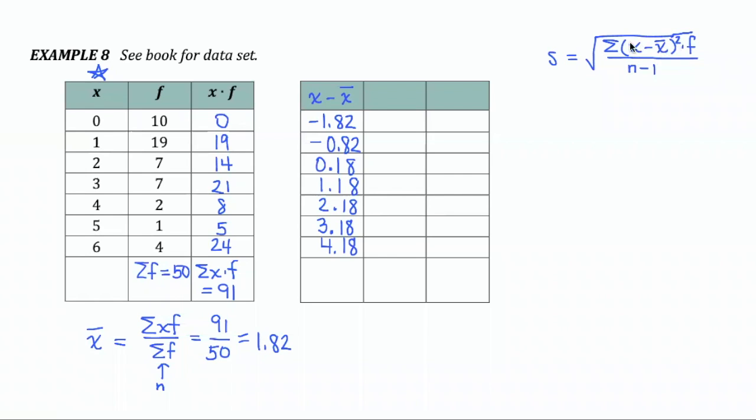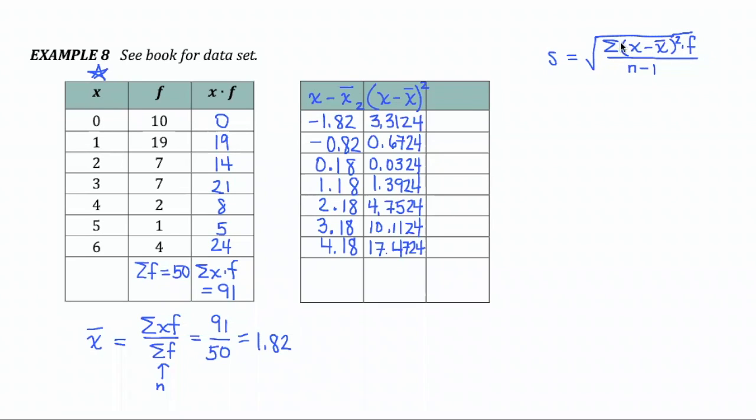Next, the formula says we're going to square our individual variances. So here you're going to go back to the previous column and square these numbers. So the first one should be 3.3124. Keep decimal places for accuracy, and continue going down the column.